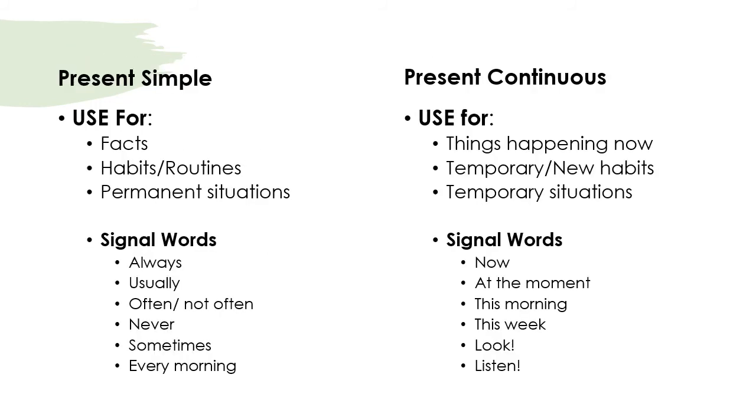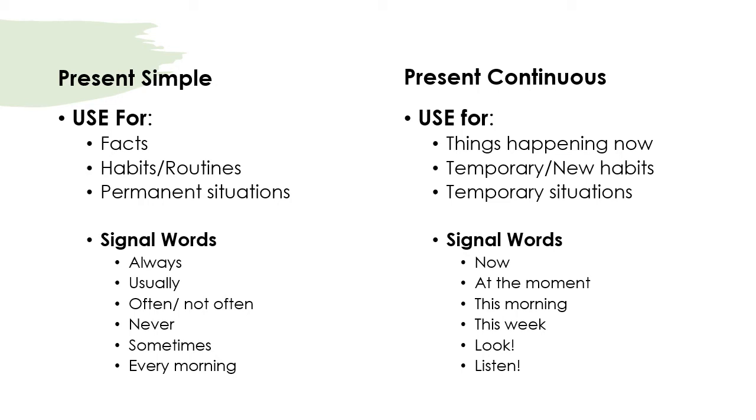Now let's look at each of them. There is a difference between the way we use present simple and present continuous. Present simple is used to talk about actions like facts, habits, routines or permanent situations. Whereas present continuous is used to talk about things happening now, at the moment of speaking, or temporary habits or new habits. We also use present continuous to talk about temporary situations.